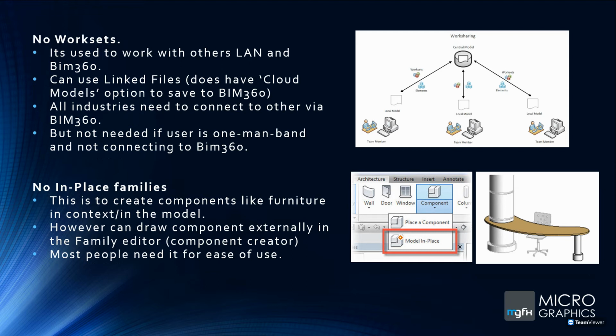All right, then the next one is in-place models. What an in-place model is, is basically a unique item that you would model in context of the rest of the components. If you look at the desk on the right-hand side of the image there, that desk fits between or around the column. That's a nice example of how the desk fits into the context of the model.